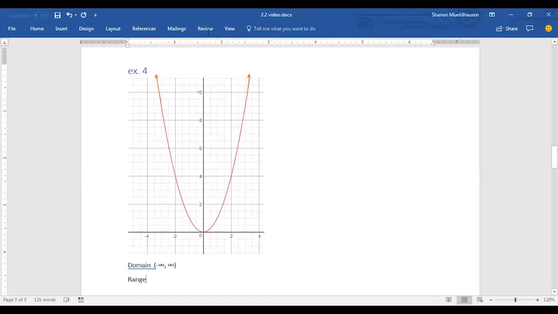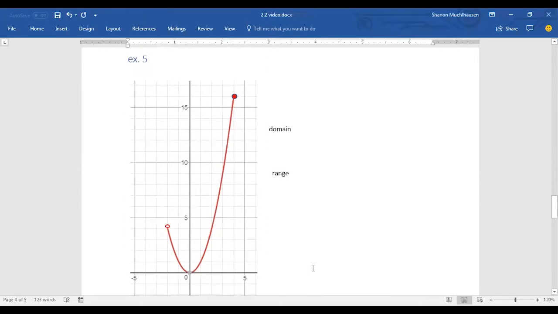When we talk about the range, we're talking about the y up and down. How far down does this graph go? Well, it only goes so far as 0. It does touch 0, so we'll use the square parenthesis to say 0 is included. How far up does the graph go? Well, on both sides, it goes up forever. That is, it goes up to infinity. Nothing touches infinity, of course, so we'll use the round parenthesis here.